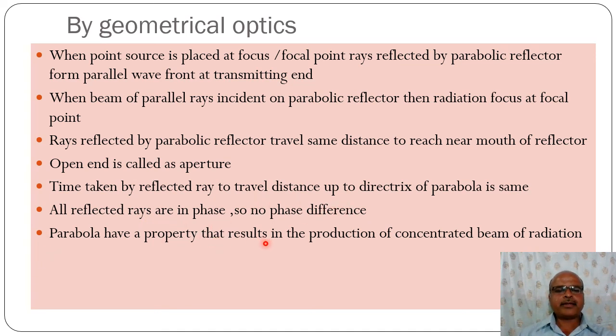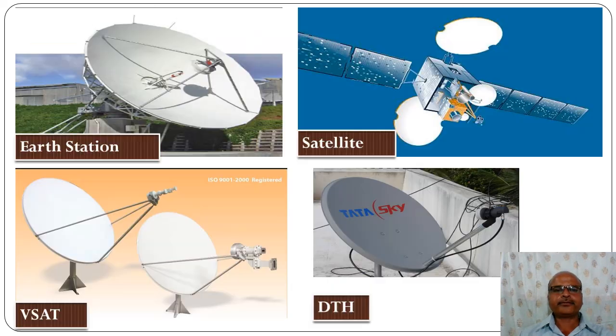A parabola has a property that results in the production of a concentrated beam of radiation. So this is an important point in a parabolic reflector antenna. We will get a concentrated beam of radiation.